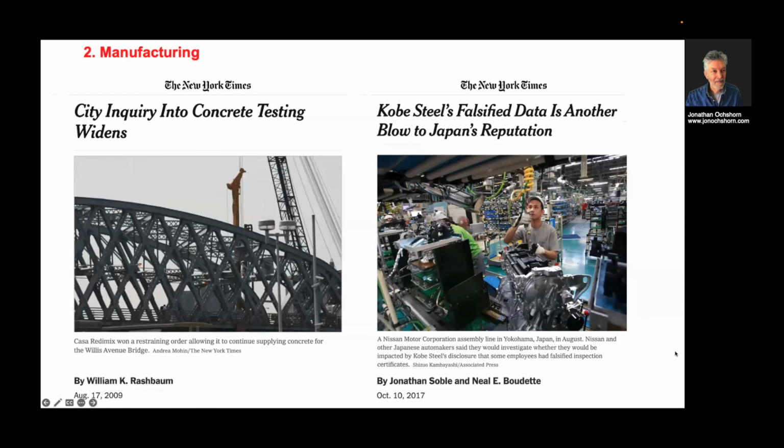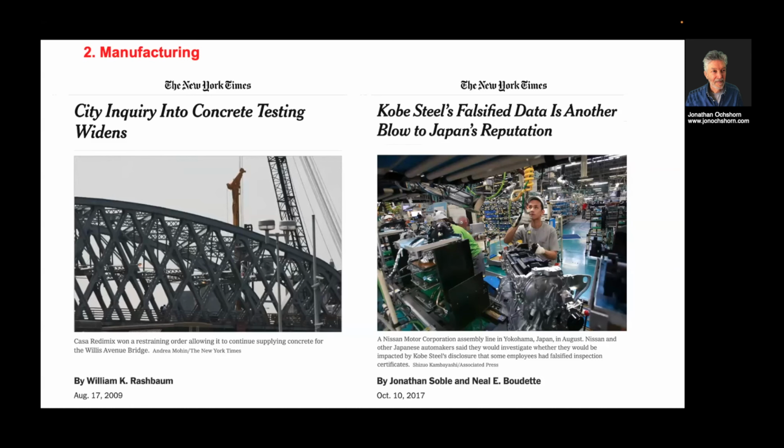Here's the second one: manufacturing. And I'm giving you 2 examples, in one case of concrete, in the other case of steel. In both cases, the interest of the manufacturer, or in this case the tester, in the case of concrete, of increasing their profitability led them to cut corners and fabricate data.